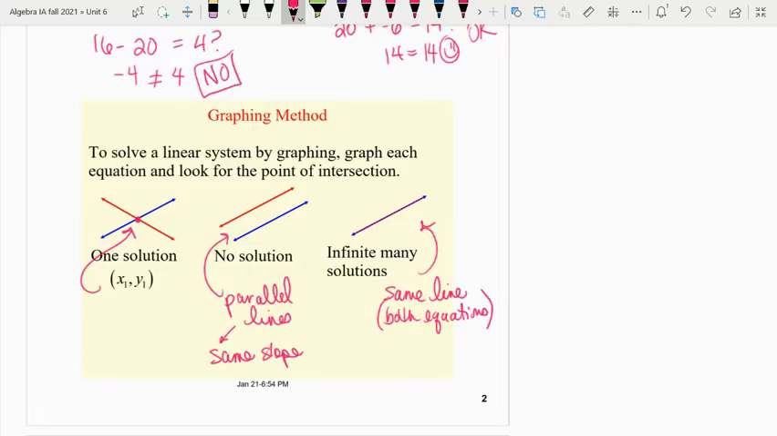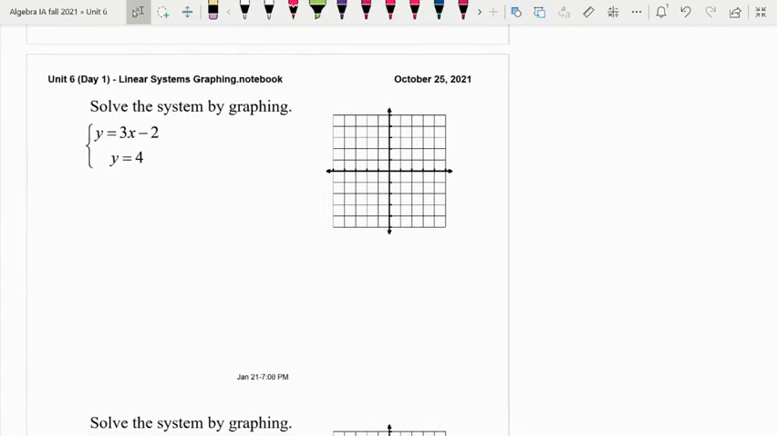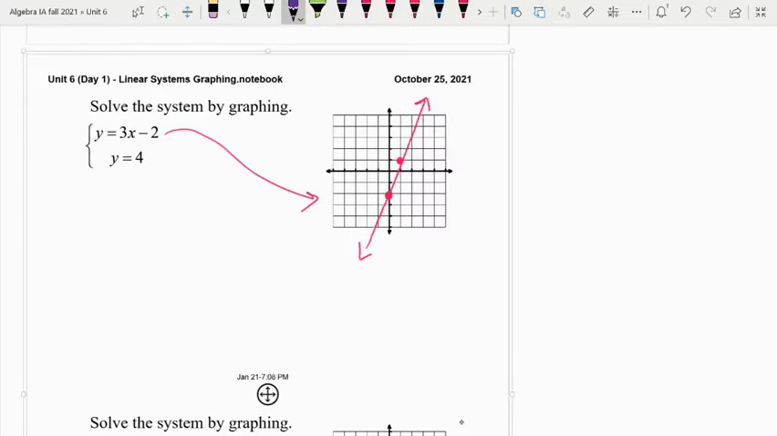So there we go. All right, so we're going to solve this system by graphing. So y equals 3x minus 2. If I'm graphing this equation, I'll graph it in red. I start at negative 2 and then go up 3, 1, 2, 3 over 1. And then you draw a line to there. Let's graph this one in purple. So y equals 4, so I go up 1, 2, 3, 4, and draw a horizontal line at 4.